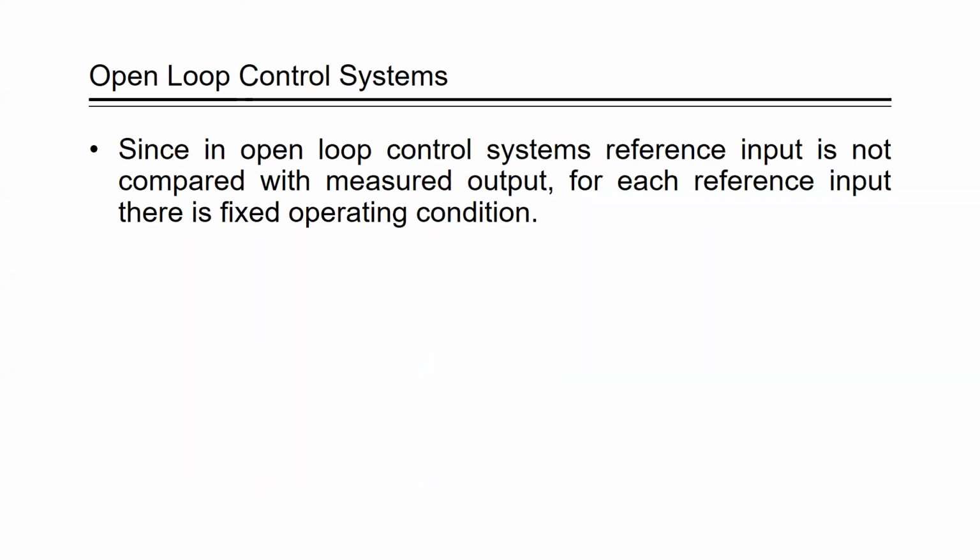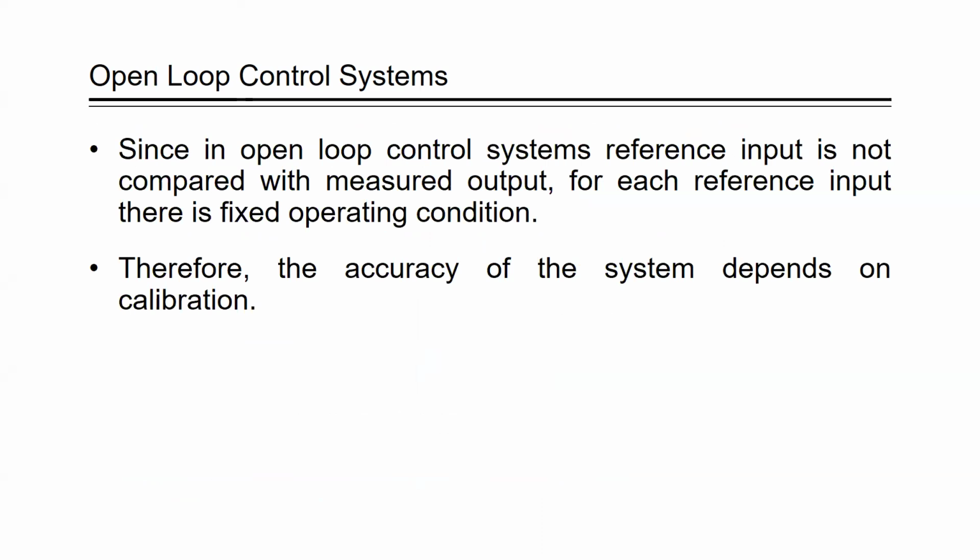Now, open loop control systems work with the reference input. It's not measured with the output. There is no feedback. So you have a fixed operating condition. And that means the accuracy of the system depends on how good you can calibrate the system or how good you can design the system. Because you have no way to adjust the performance of the controller based on the output.